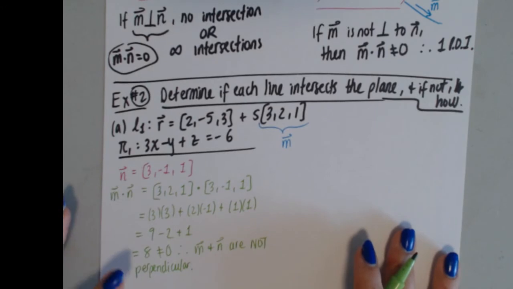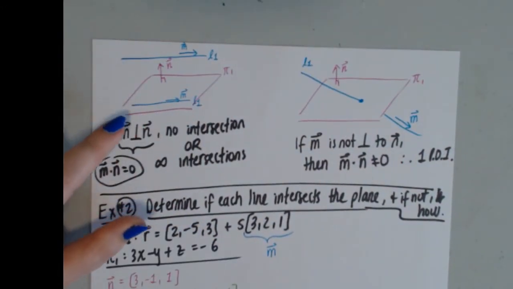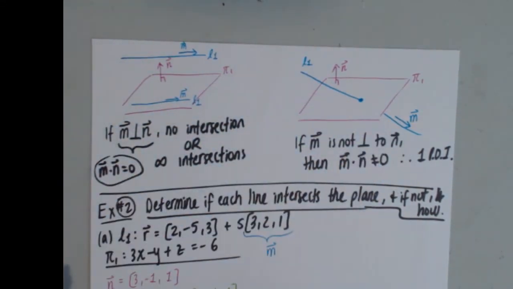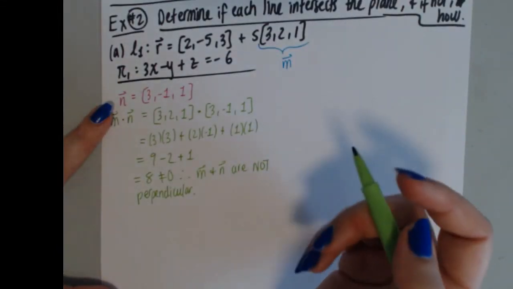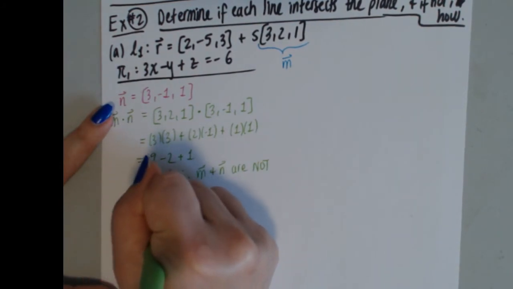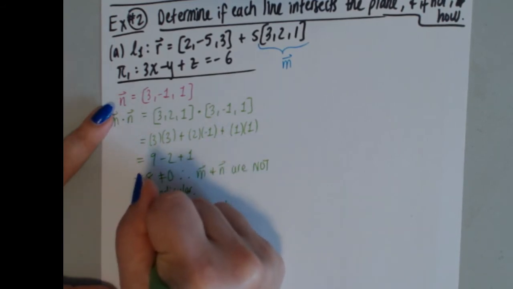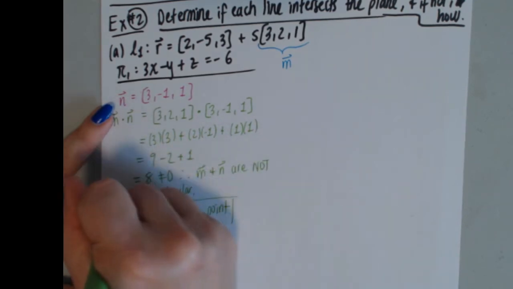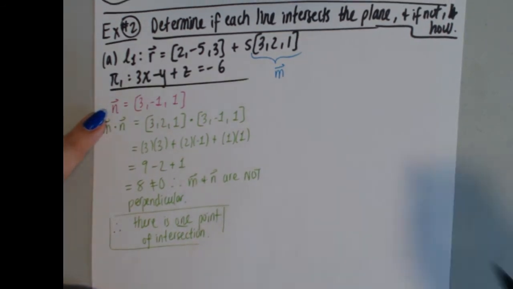If they're not perpendicular, that means you have already ruled out these two possible options. So you don't have parallel, you don't have coincident, that means it's intersecting at some point. Since we don't actually have to find the point of intersection, we just have to state that therefore, there is one point of intersection. Okay, so there it is for part A.